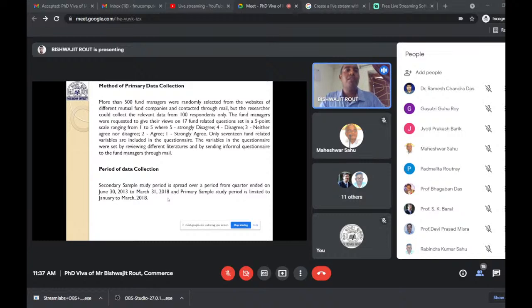So, method of collection of primary data. More than 500 fund managers were randomly selected from the websites of different mutual fund companies and contacted through mail, but the researchers could collect the relevant data from 100 respondents only. The fund managers were requested to give their views on 17 fund related questions.